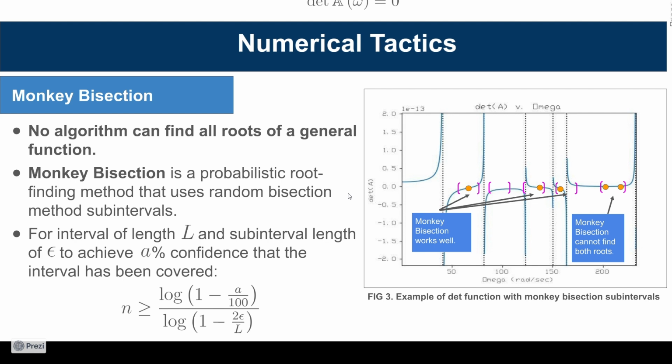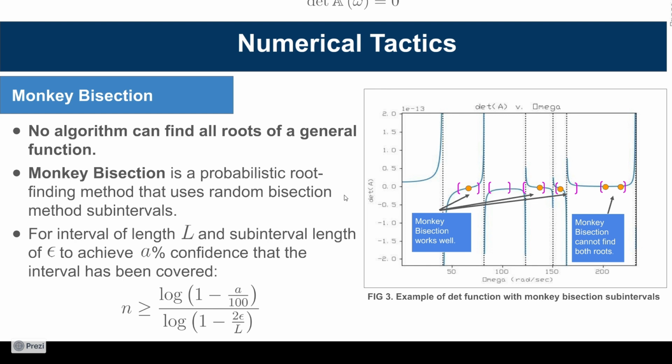The first reason is that there is no algorithm that can find all the roots of a general function. All algorithms, at least that I know of, will only converge to one root, given an initial guess or interval to look over. To still be able to find multiple roots, my code uses a method called monkey bisection.